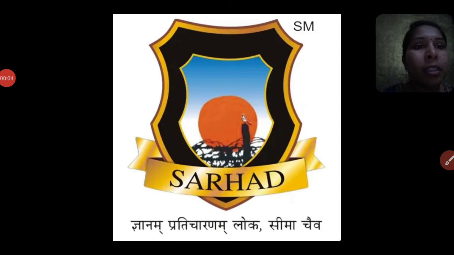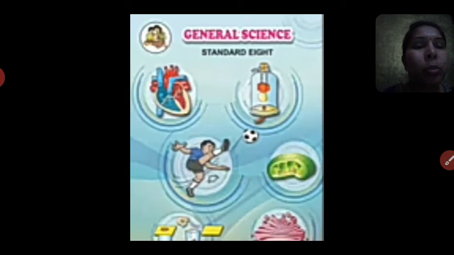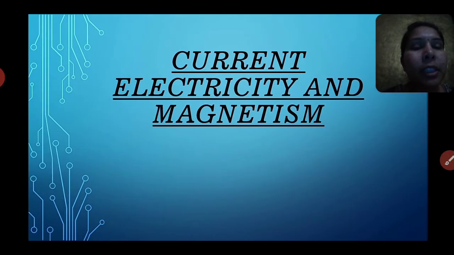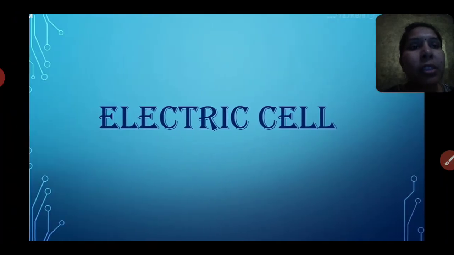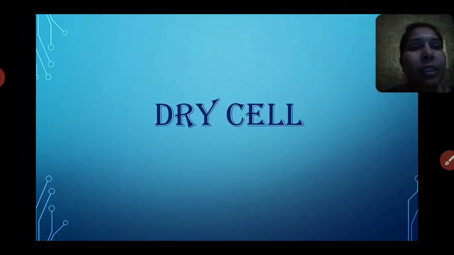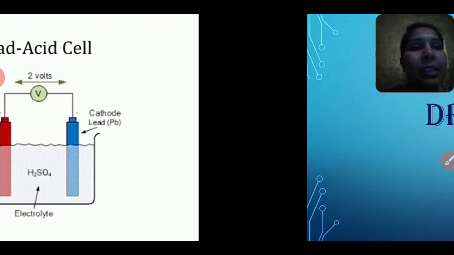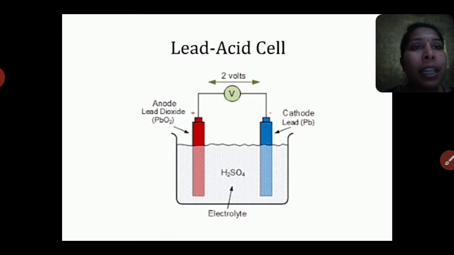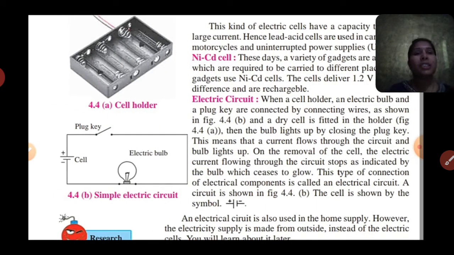In the last lecture, we started our new topic for the General Science Standard 8. So here we continue our fourth topic, current electricity and magnetism. In the last few lectures, we completed some points in this lesson, that is electric cell. Also we saw the types of cell, that is dry cell and lead acid cell. So these cells we saw their constructions and their uses in the last lecture.